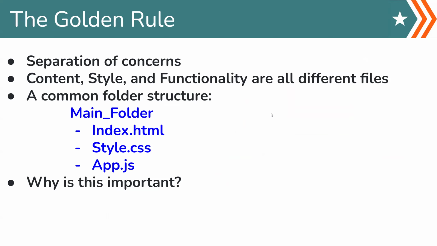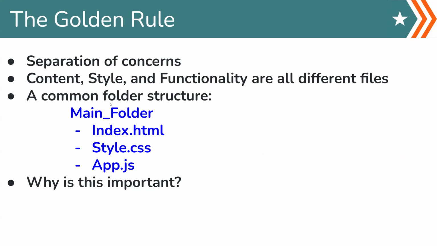Now, when talking about HTML, CSS, and JavaScript, we have a golden rule. This golden rule is called the separation of concerns. We separate the content, the style, and the functionality in their own individual files. Here we see a basic file structure of what that looks like.